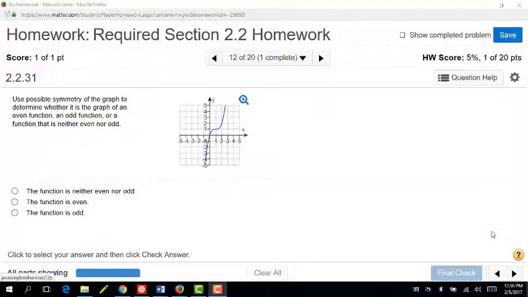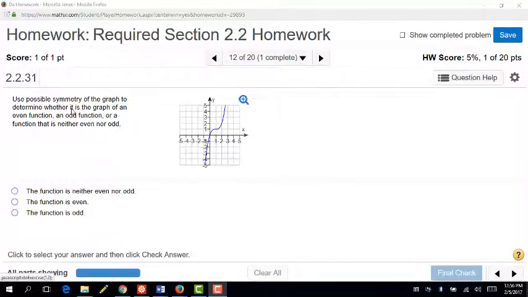Let's take a look at exercise 31 from section 2.2. So this is the identifier of the exercise where it is positioned in the online or printed textbook. However, this is number 12 on your section 2.2 homework. We're given the picture of a graph of a function.